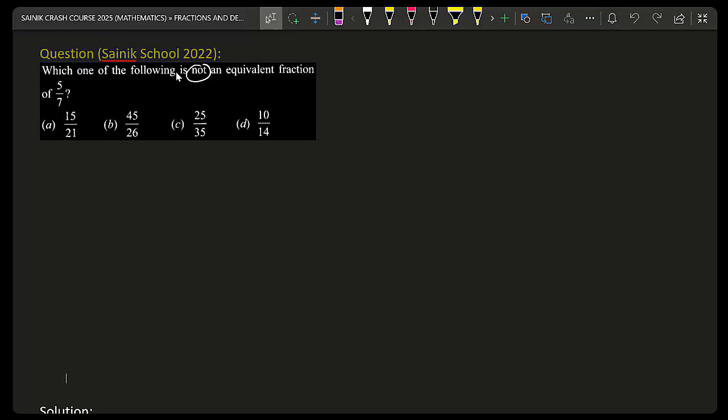I don't understand the question. See, if it is an equivalent fraction, you have to leave. If it is not an equivalent fraction, then you have to choose. See, I'll help you with the first option.